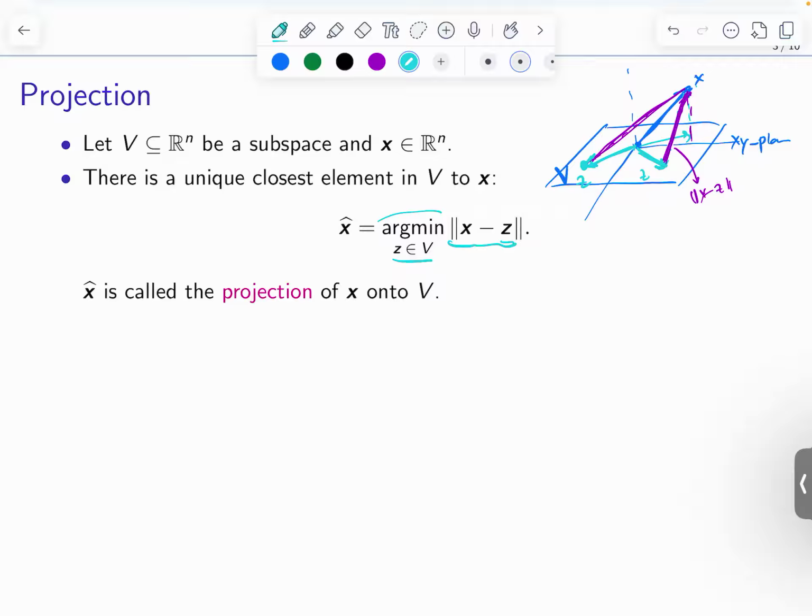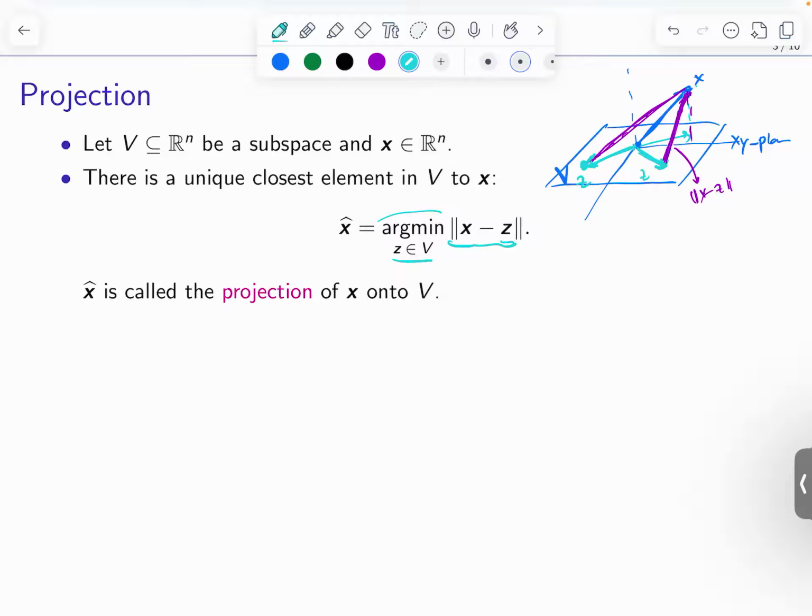I'm going to vary z until this distance is minimized, and whichever z that is will be called the projection. It turns out to be unique, so there are not two different things. There's just going to be one z that minimizes that distance. That's called the projection of x onto V. It's the closest element in V to x. How do you measure closeness? You measure it in the norm of the difference of the two vectors.